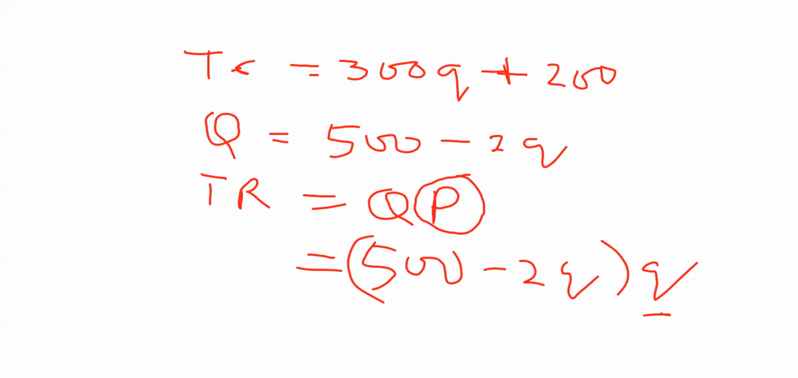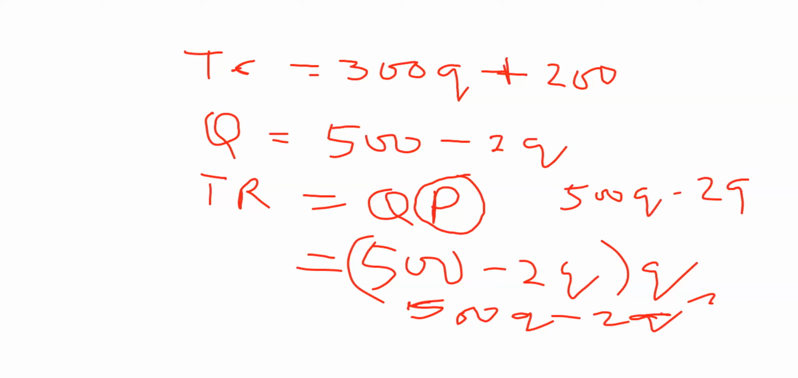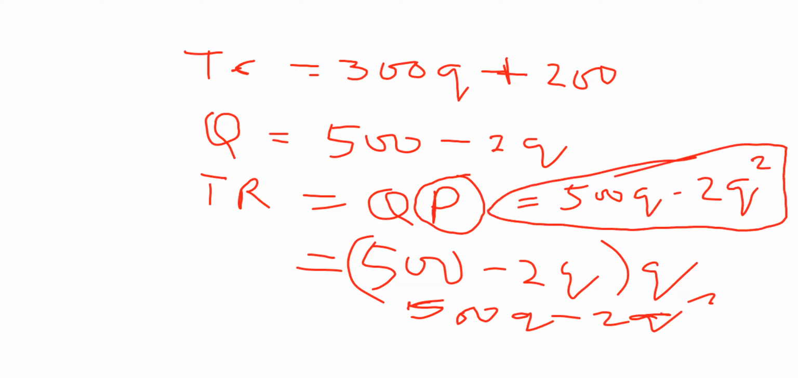So we say R equals 500 minus 2q, multiplied by q. When I expand it, I will expand this to 500q minus 2q squared. This is the answer for the total revenue function. Is it clear? Yes. We have just gotten question A.